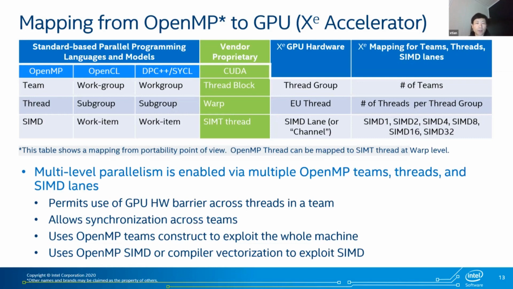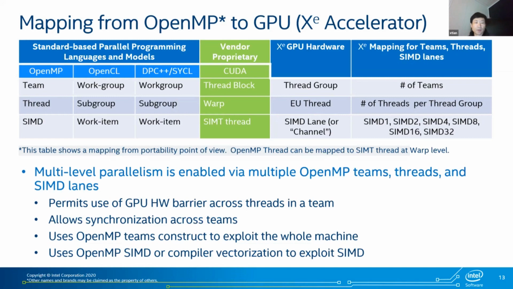Then there is a vendor-specific model from NVIDIA. They have the CUDA model, which is a really good model for the NVIDIA GPU. If you look across them, there's a lot of similarity in terms of mapping to the hardware. Basically, the OpenMP teams concept can map to the OpenCL work group and the DPC++ work group.